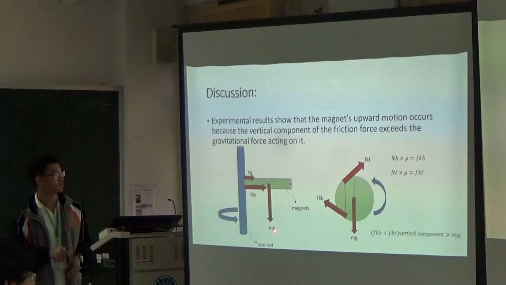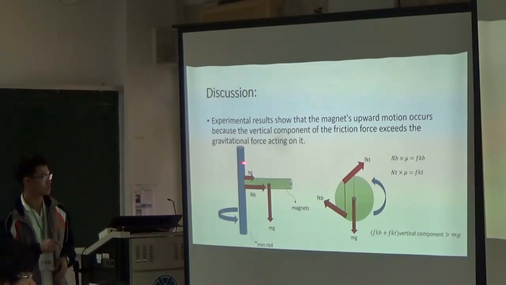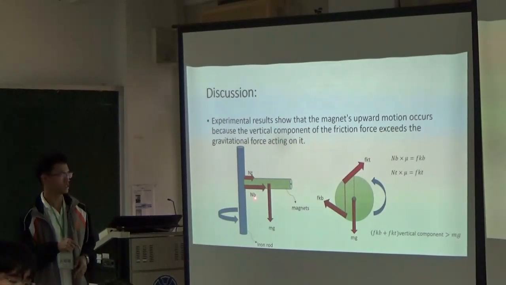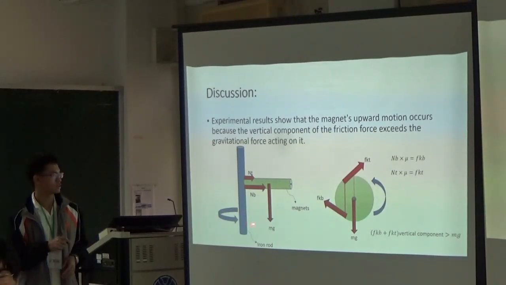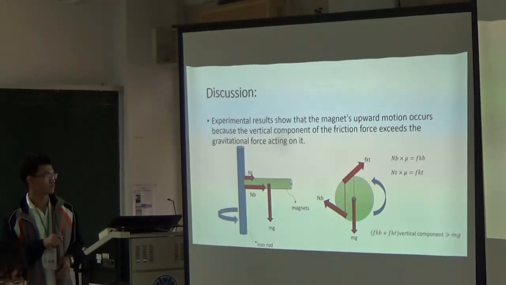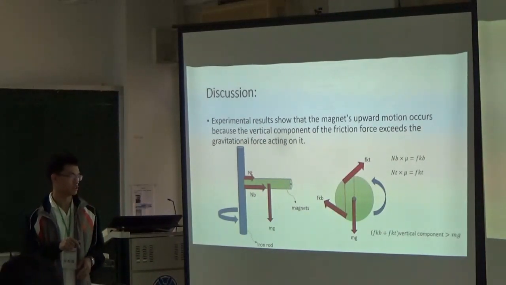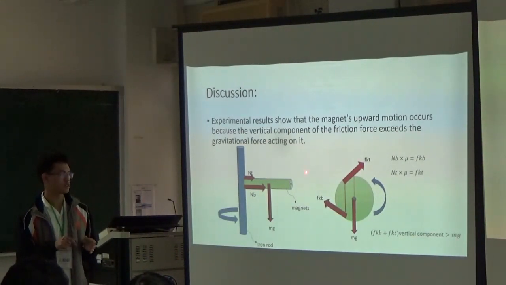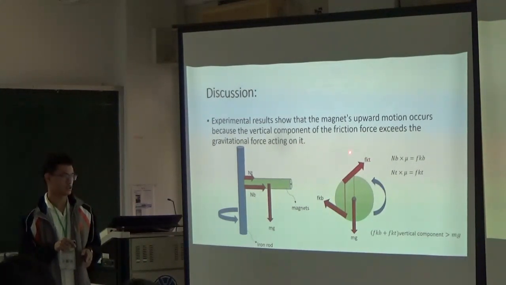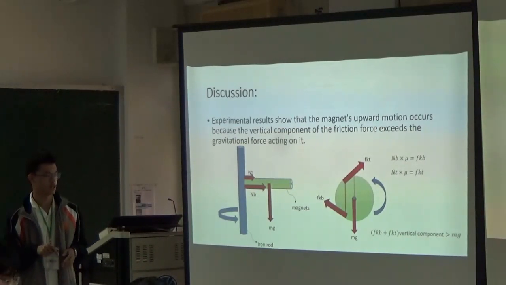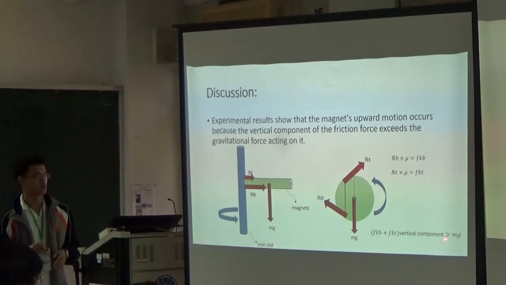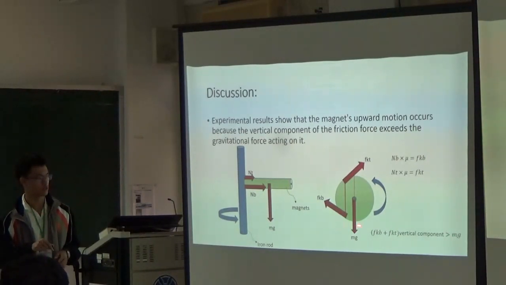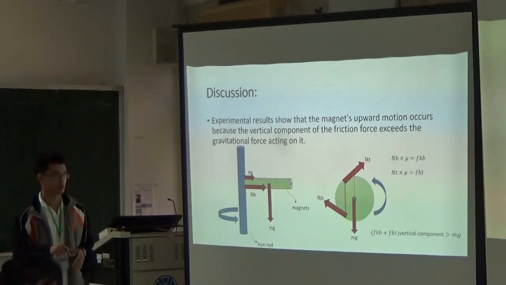Here are our two pictures, and you can see this is the iron rod, and when you rotate it, because N_B, the normal force on the bottom, is greater than the normal force on the top, it will cause the magnet to rotate. F_KB means the friction between the iron rod and the magnet at the bottom, and F_KT is on the top. These two vertical components will make the magnet climb up because they are bigger than the gravity.